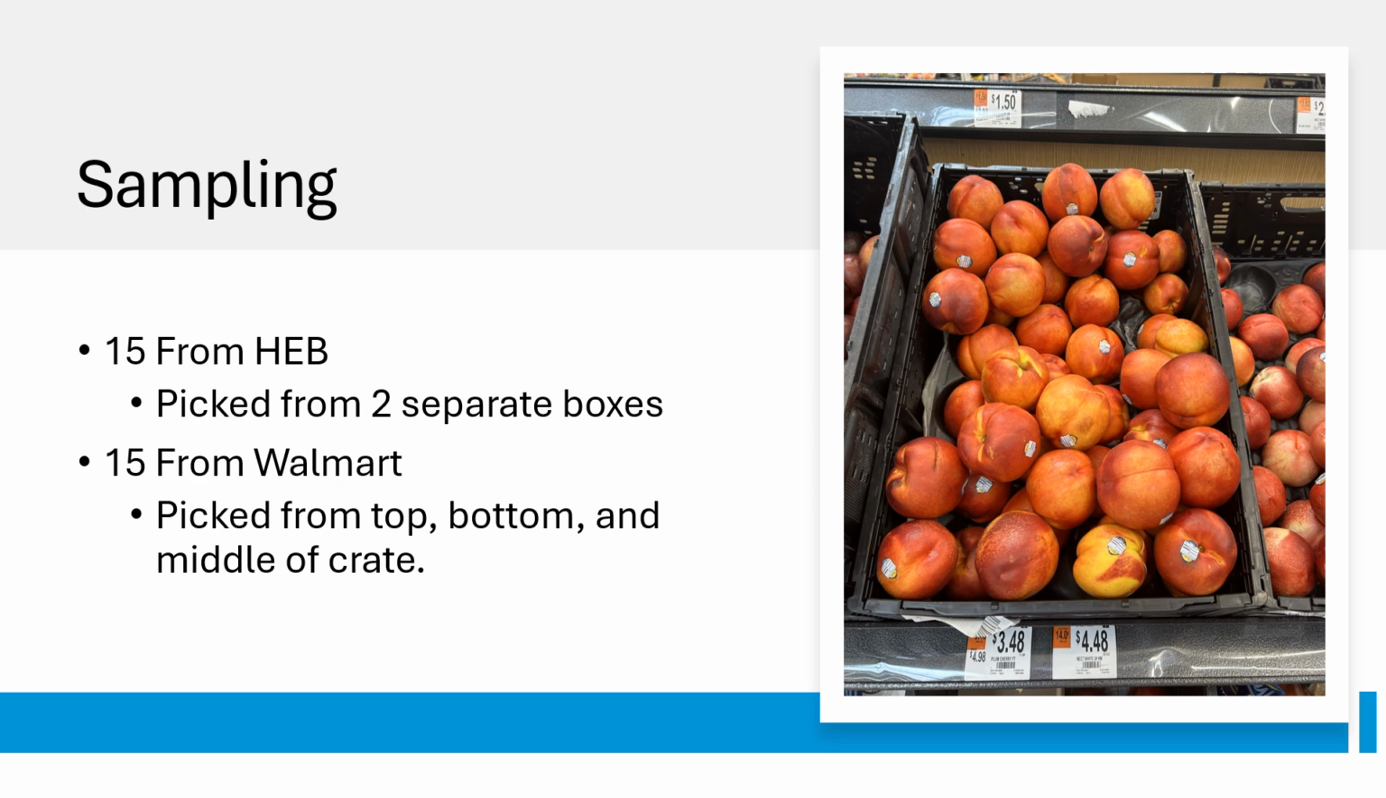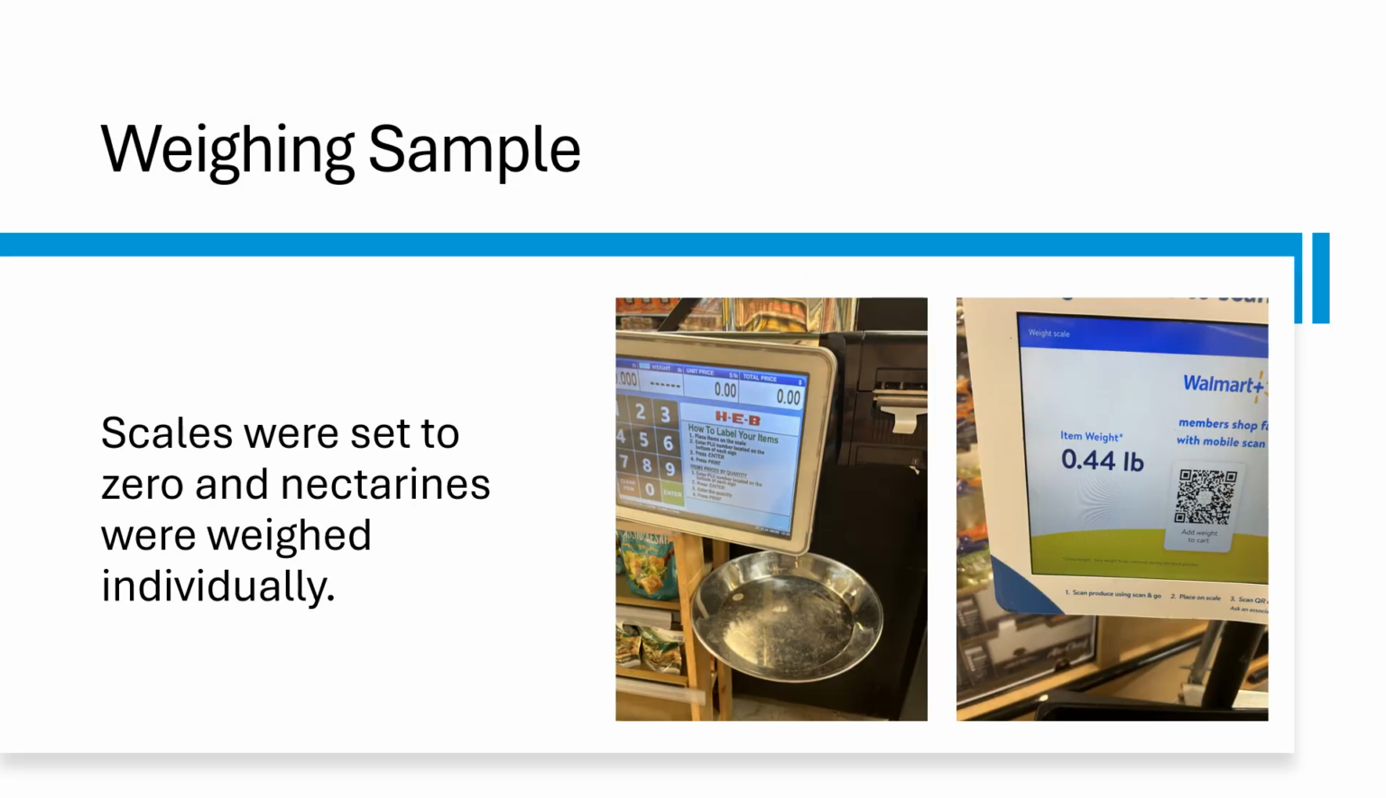The first 15 were gathered from H-E-B and picked from two separate boxes. The second 15 were from Walmart and picked from the top, bottom, and middle of the only crate. To weigh this sample, the scales were set to 0 and the nectarines were weighed individually.